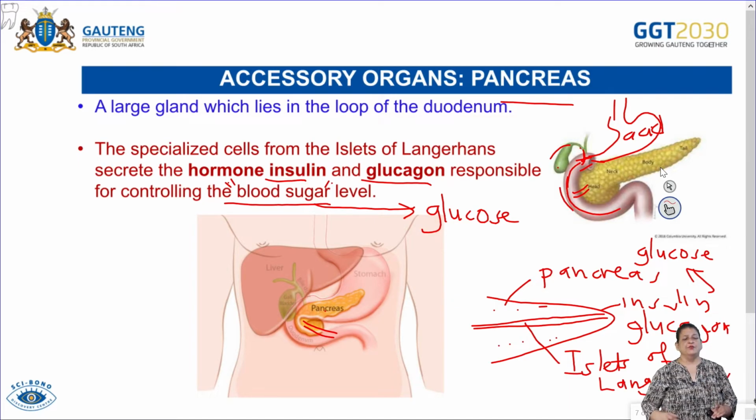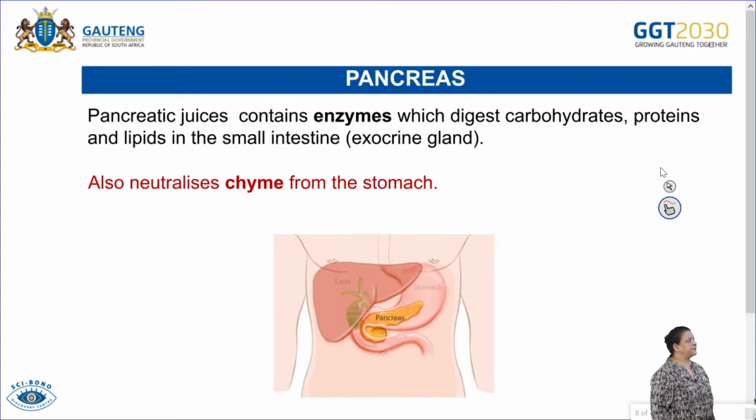Okay, so you'll learn more about that next year on the controlling of glucose. For this year, you need to know that the pancreas is the one that secretes the two hormones, insulin and glucagon, to control your glucose level, and it's controlled in the blood, and the liver plays a function in storing the excess glucose. Right.